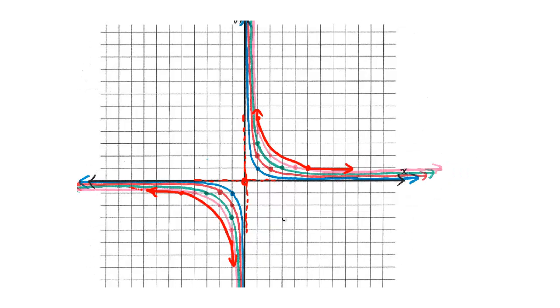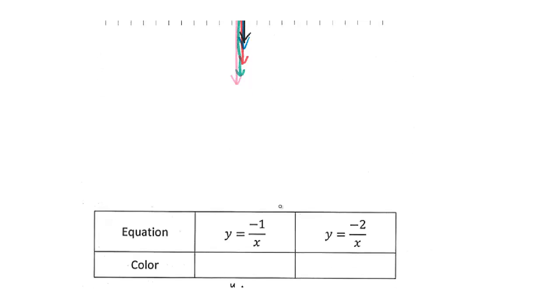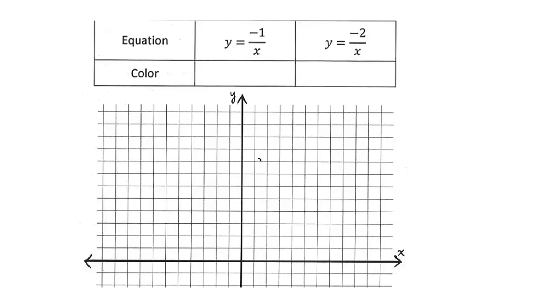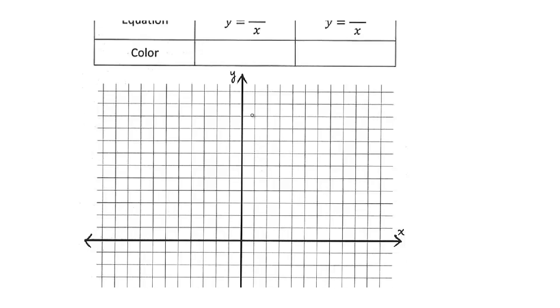Alright. So let's keep on scrolling. The last graph that we have to do is -1 over x and -2 over x. So we'll make this, I guess, red for the first one, and then we'll go with black for the second one. So this one's going to be red, maybe. There we go, red.